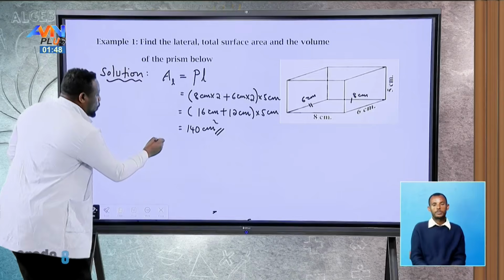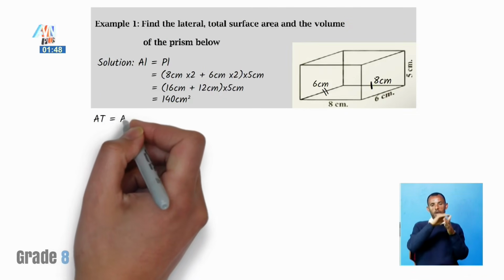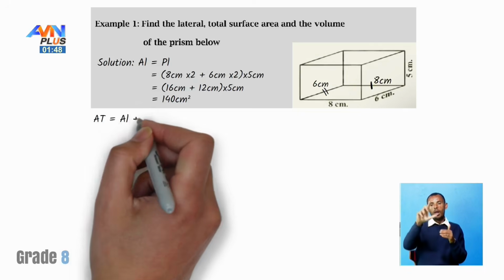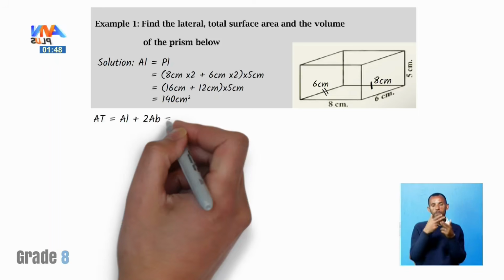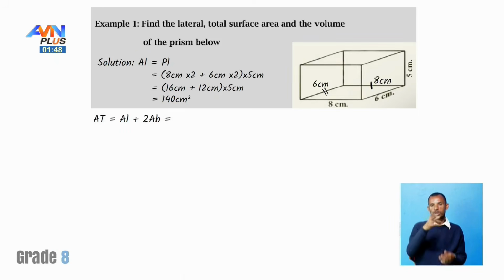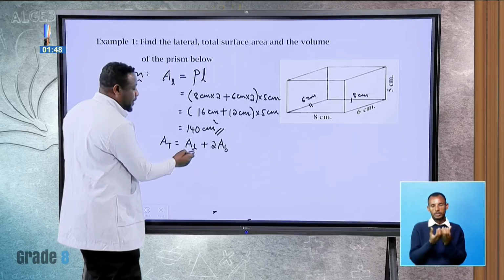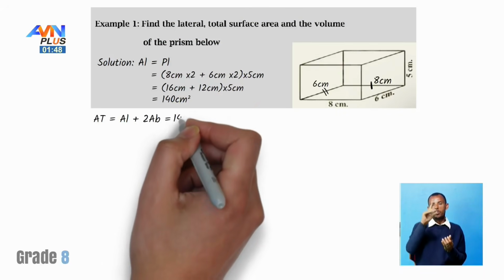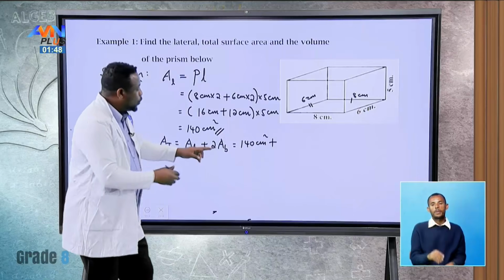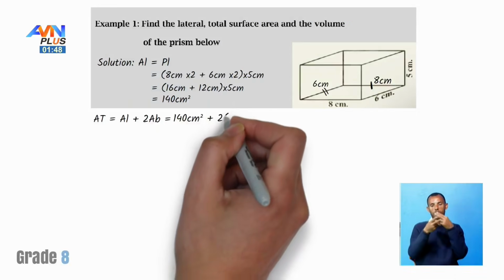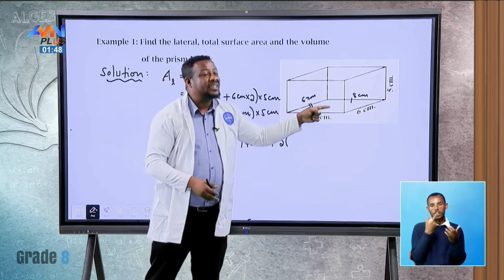So the total surface area is given by the sum of the lateral surface area plus the area of the two bases. So you can multiply one of the areas by 2. We already have the first part, the lateral surface area, which is 140 centimeters square, plus 2 times the area of the base. As you can see here, the base is rectangular.